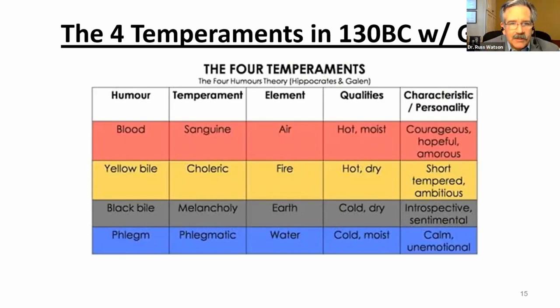You've seen other similar tables to this, so I'm not going to go through each cell, but the humors are there, the temperaments are there, the elements, the qualities, and the characteristics of personality. We're getting into the roots, literally 2,400 years ago, of DISC.